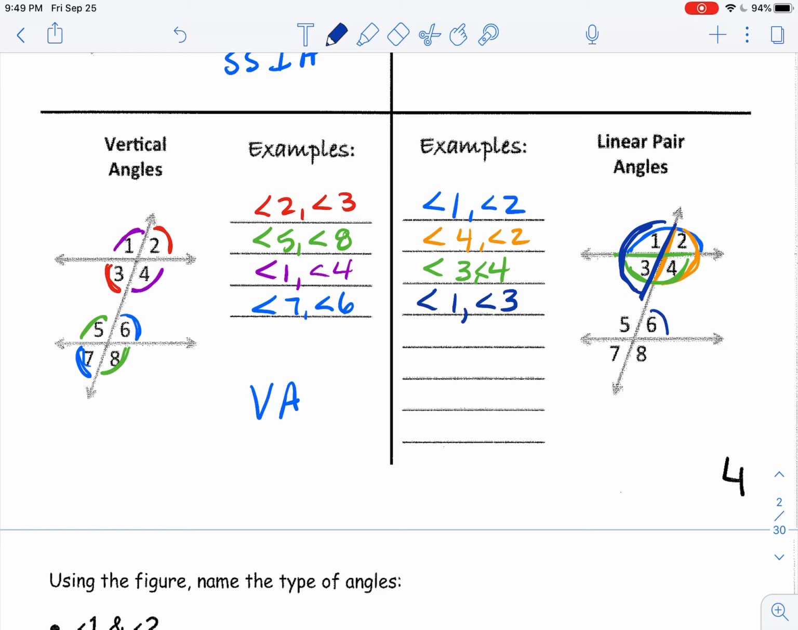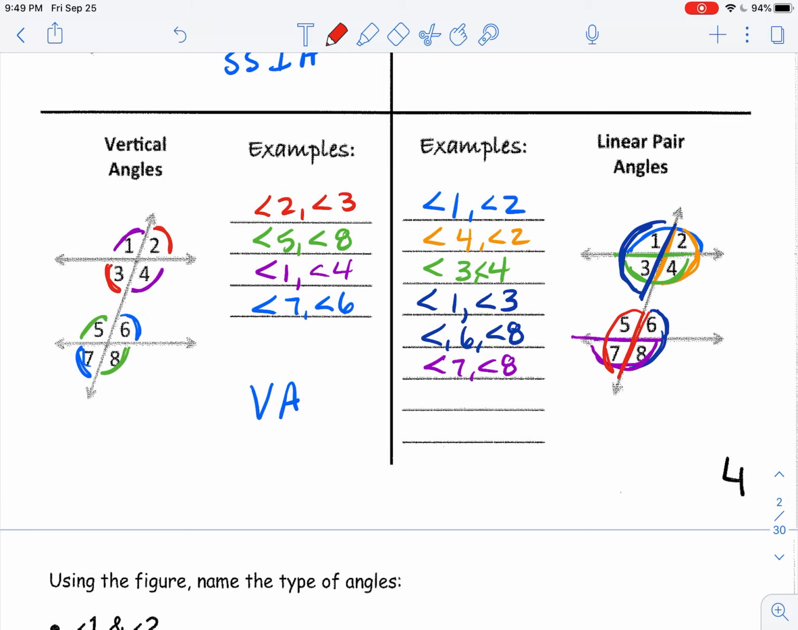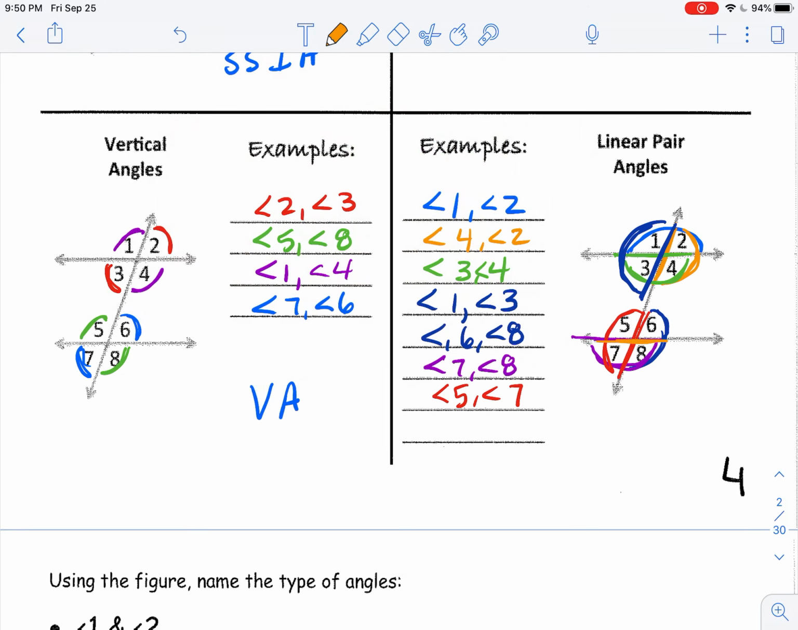So let's start with, how about 6 and 8? Or 7 and 8 on this straight line. We also have angles 5 and 7 on this straight line. And the last pair, 5 and 6 on this straight line, angles 5 and angle 6. And these are our linear pair.